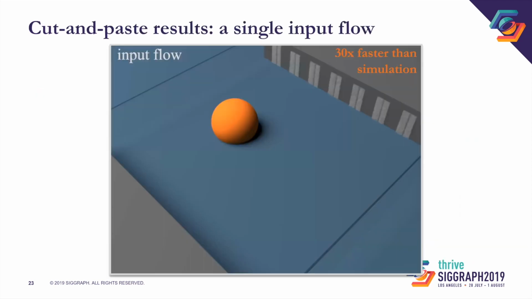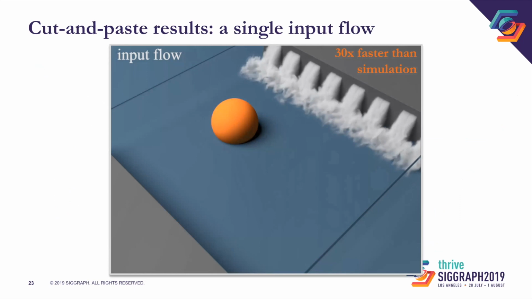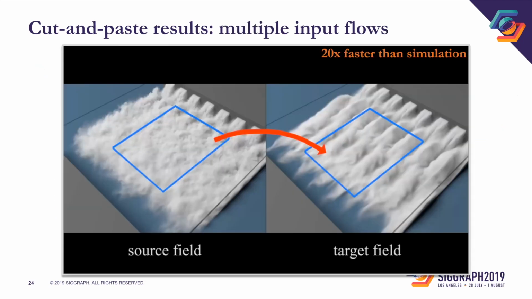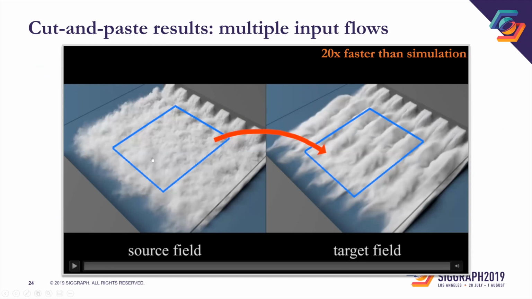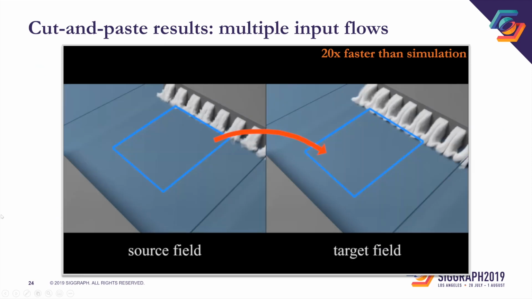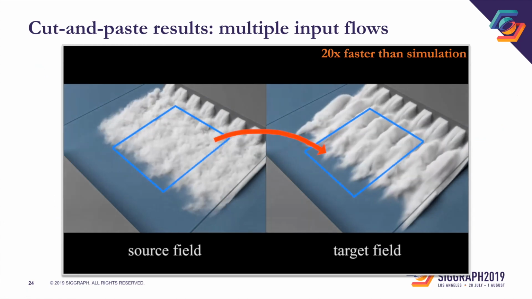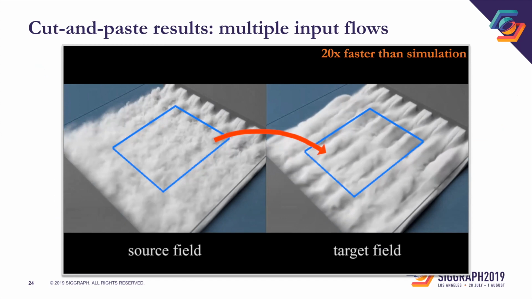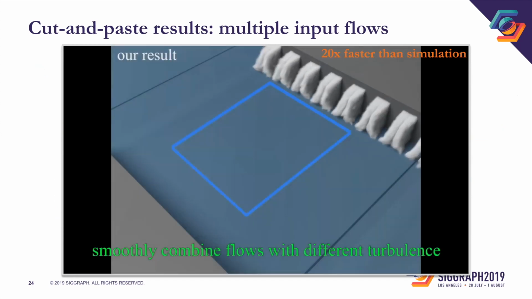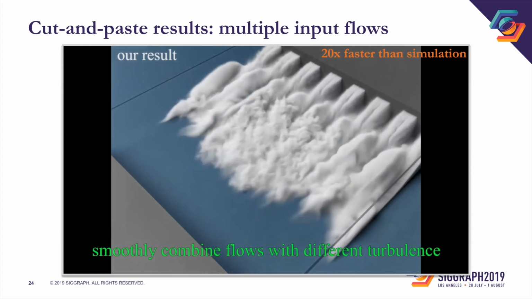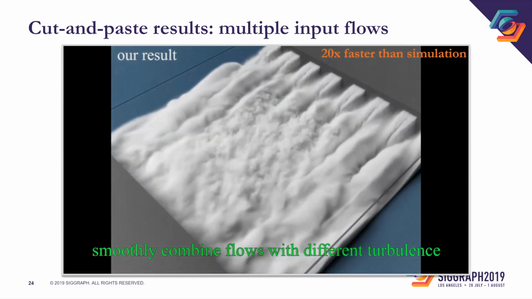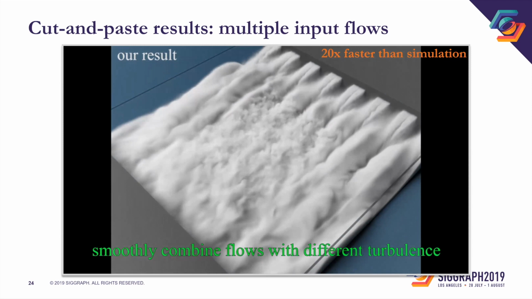Okay, let me show you some examples. This one is the same as the one shown in the beginning, so let me skip it. Next one, in this case, we have two velocity fields, this one and this one, and we want to copy this region into this region. So let's see the animation. These are the input velocity fields, and here is the result. You can see that our method can successfully combine the flows with different turbulence.